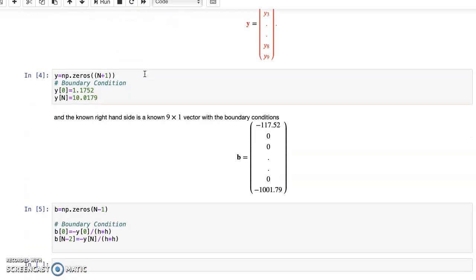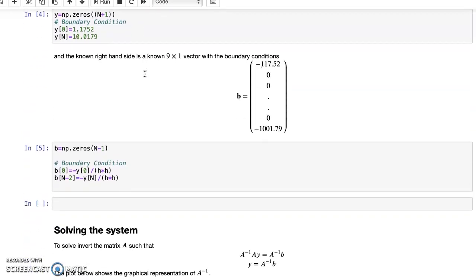Oh, it should be noted here, because Python starts at 0, our vector goes to n minus 2. It's just a little thing to keep in mind.